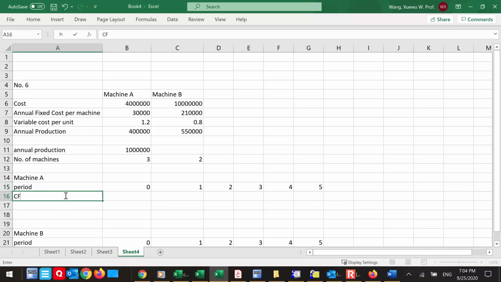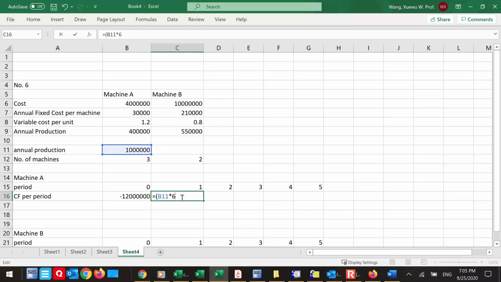So let's look at the cash flow per period. If you're going to go with machine A, how much are you going to spend? Each machine is going to cost this amount, and you're going to have 3 machines here. So that is your total investment if you go with machine A. Now let's look at your cash flows per period. If you're going to produce this amount, you can sell it for $6 per unit. So that's going to be your revenue.